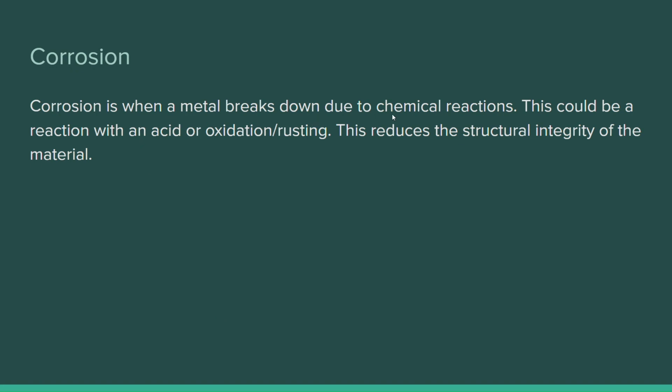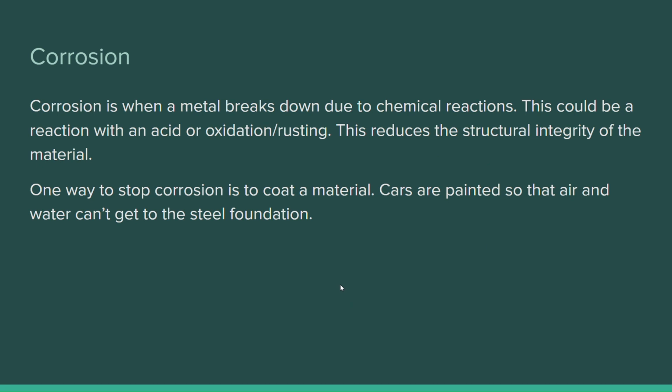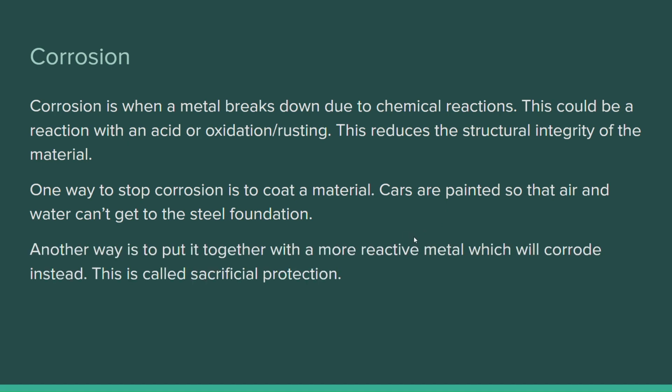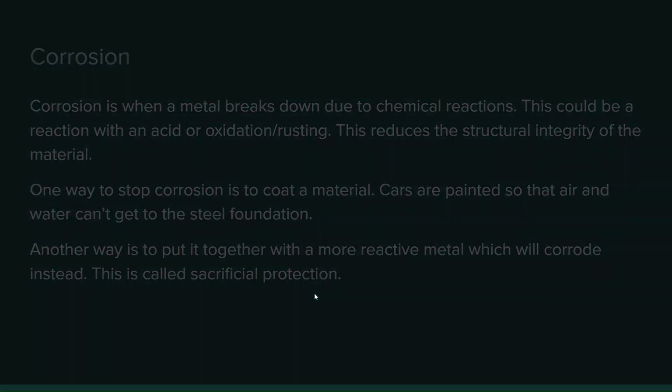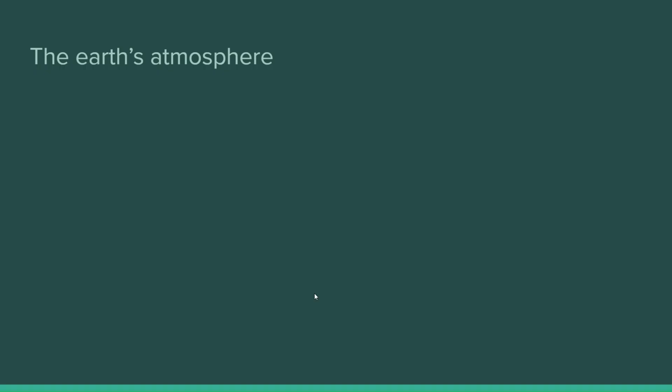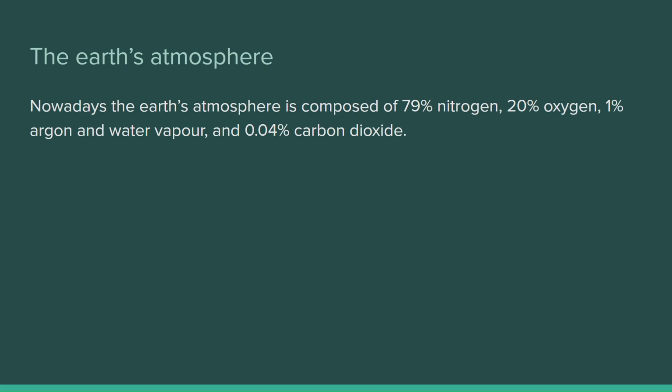Corrosion is when a metal breaks down due to chemical reactions. It could be a reaction with an acid, or oxidation, or rusting. This reduces the structural integrity of the metal. One way to stop corrosion is to coat a material in something. For example, cars are painted so the air and water can't get to the steel foundation, can't go through the paint. Another way is to put it together with a more reactive metal, so the more reactive metal corrodes instead, which is sacrificial protection.